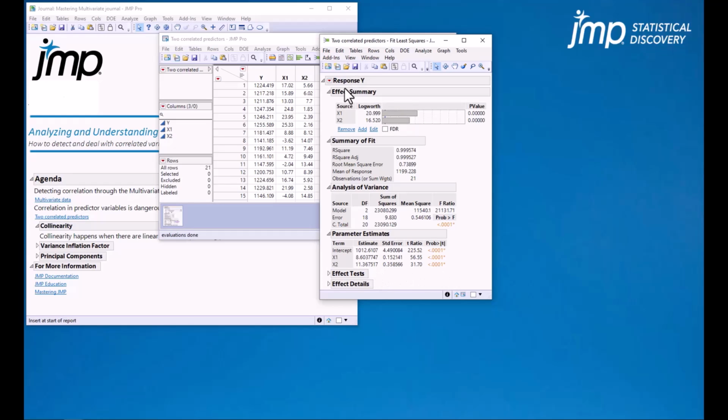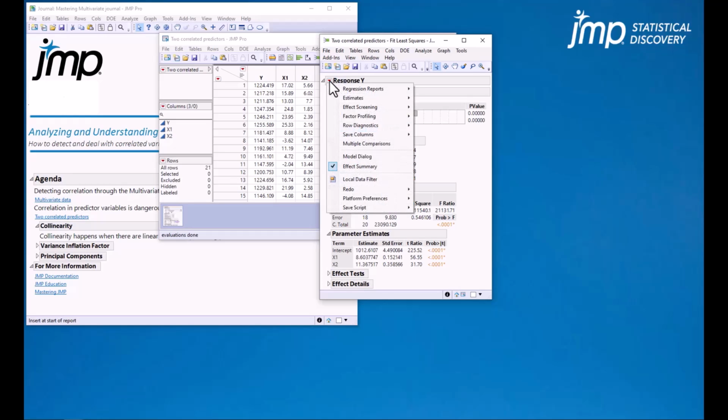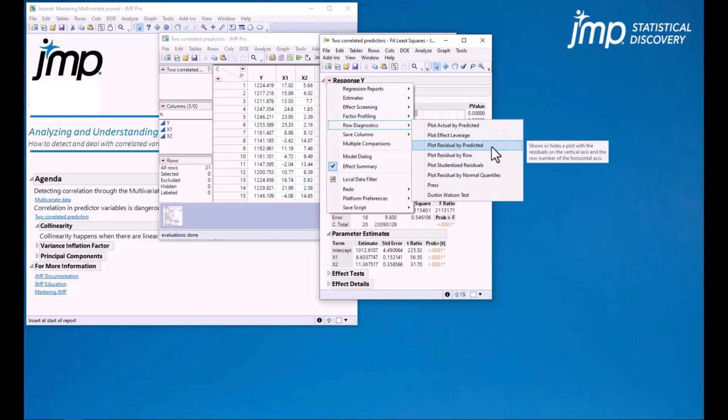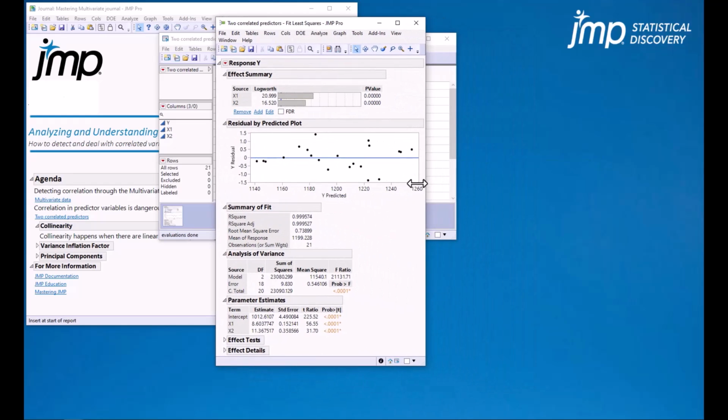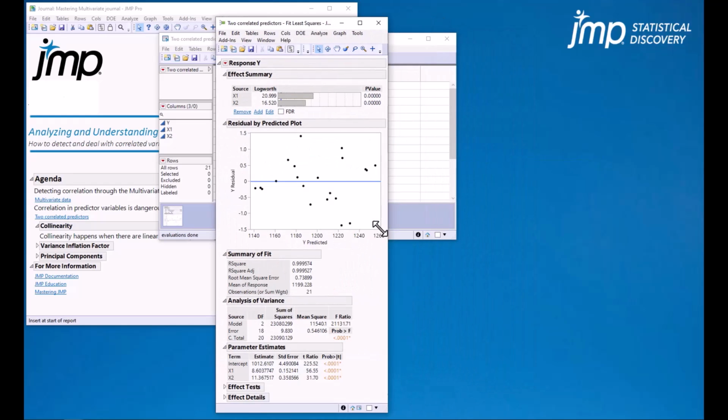We probably should check the residual plot to check on assumptions of this linear model. We can do that by going to row diagnostics, and here it is. Let's plot the residual values by the predicted values. And I like to make this plot more square, and yeah, no problems here at all. Okay, so it looks like a great model, right? The residual plot looks good. I got a beautiful R-squared and significant coefficients.